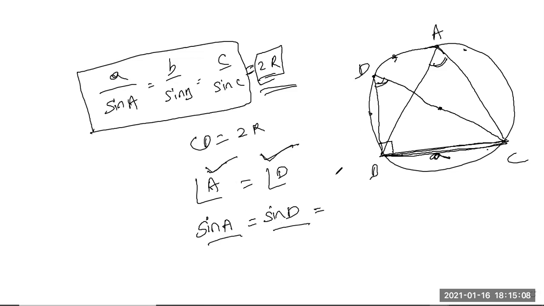So in this triangle DBC, what is sine D? This is a right angle triangle. DBC is a right angle triangle. What is sine D?